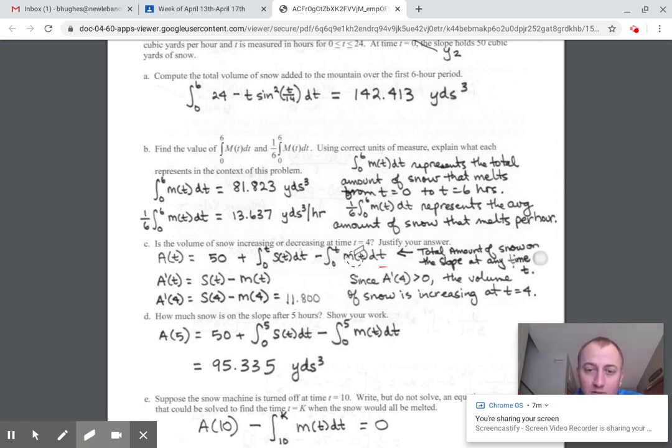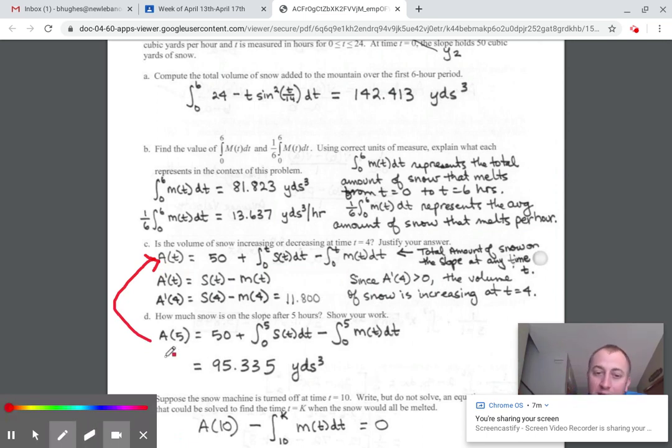D: how much snow is on the slope after 5 hours? Now we are going to go back and use this function, the total amount of snow when t is equal to 5. So we're just plugging in 5. We have 50 to begin with, plus the integral from 0 to 5 of s of t. That's going to be the total amount of snow that's added from 0 to 5, minus the integral from 0 to 5 of m of t. That's the total amount of snow that's melted after 5 hours, and we get 95.335 cubic yards. That's the total amount of snow on our ski slope at 5 hours.